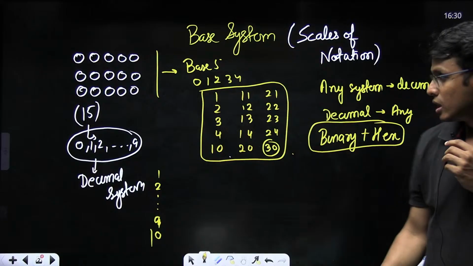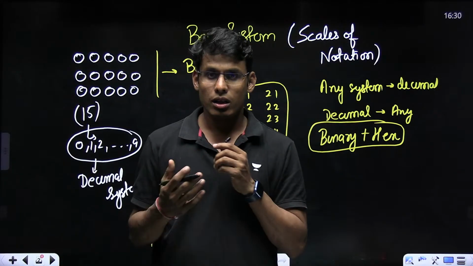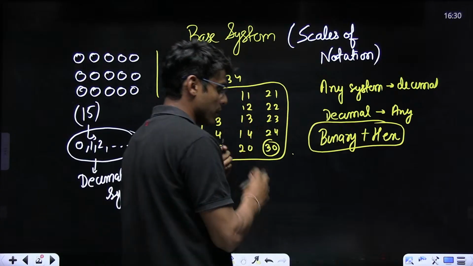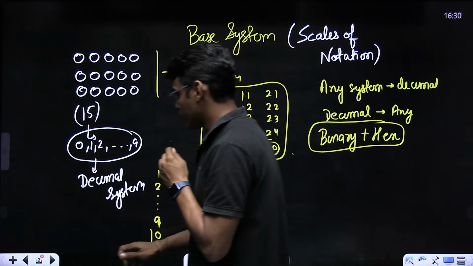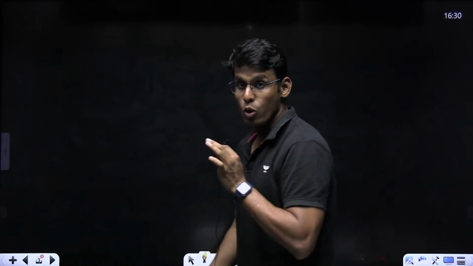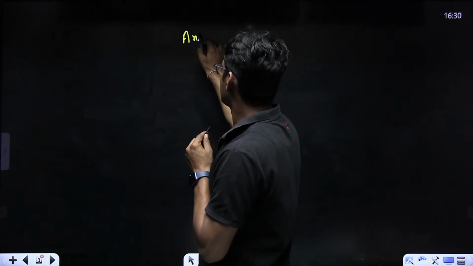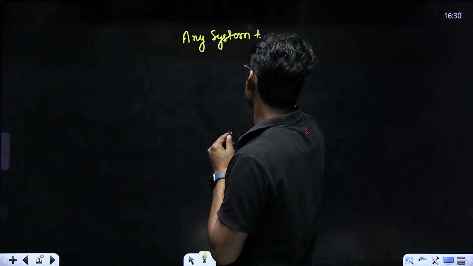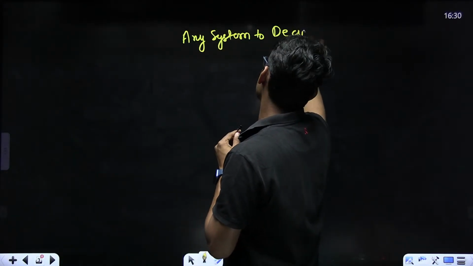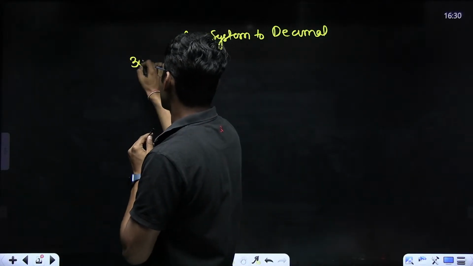So this is the basic nature of this particular section. You can note it down, but let me proceed. Let us write from any system to decimal. It is very, very simple. So just imagine, this was 30 base 5.